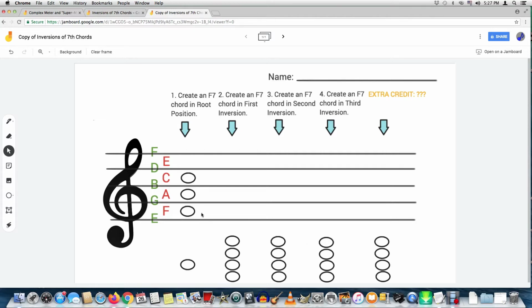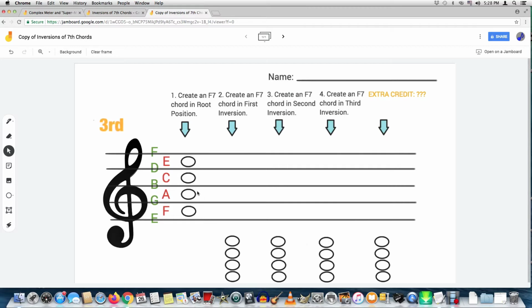We need to place our fourth note, a harmonic third above C. So a third above C would be a skip above C. So we would skip this line, and we would land on the E space, and that's where my fourth note will go. And here we have an F7 chord in root position. Okay? It's in root position because the bottom note is an F, and the name of our chord is F, and also all the notes are stacked in thirds. All the notes are stacked in harmonic thirds.